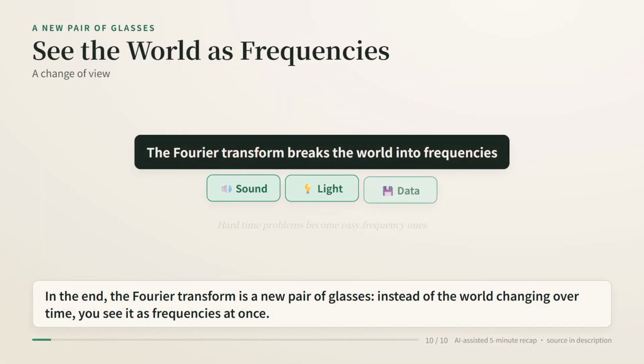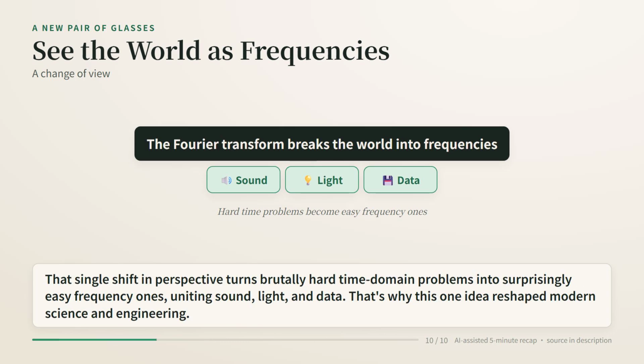In the end, the Fourier transform is a new pair of glasses. Instead of the world changing over time, you see it as frequencies at once. That single shift in perspective turns brutally hard time domain problems into surprisingly easy frequency ones, uniting sound, light, and data. That's why this one idea reshaped modern science and engineering.